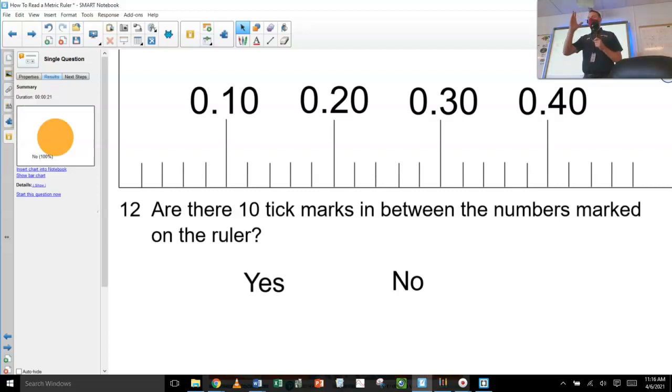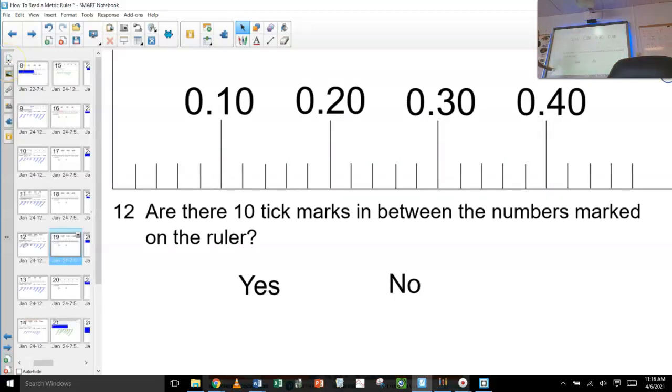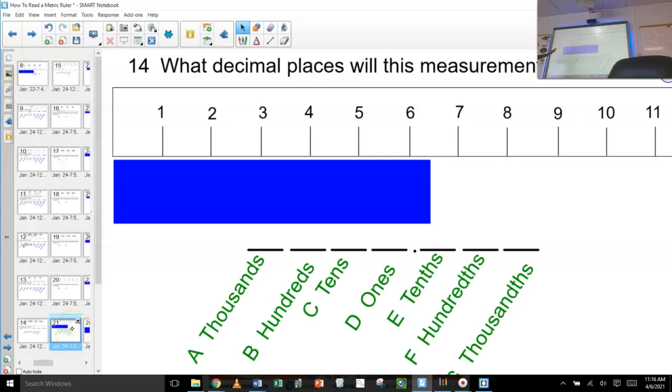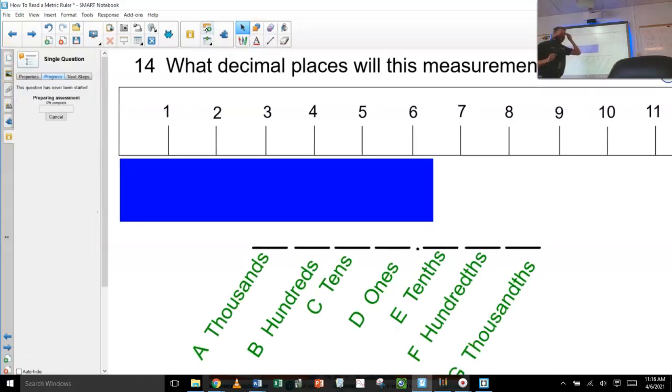You guys are able to answer the two necessary questions to start measuring something. Number one, what's printed on the ruler? The tenths. And the next question is, are there 10 tick marks? Because that will tell you how many numbers you're going to put in your answer. Let's try one and see. Don't worry if you don't get this.